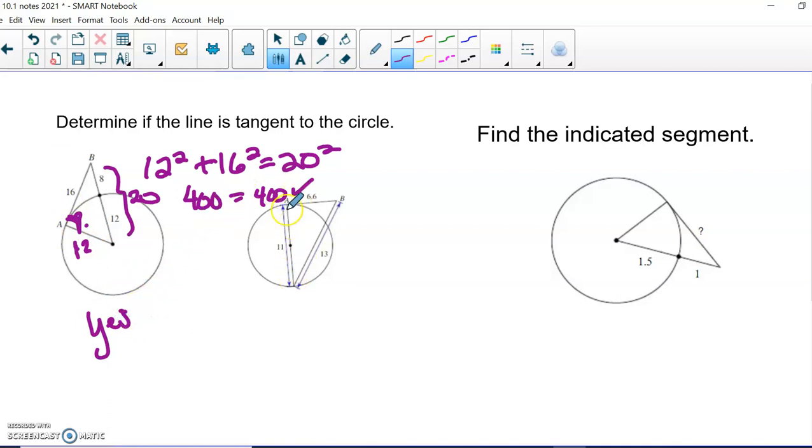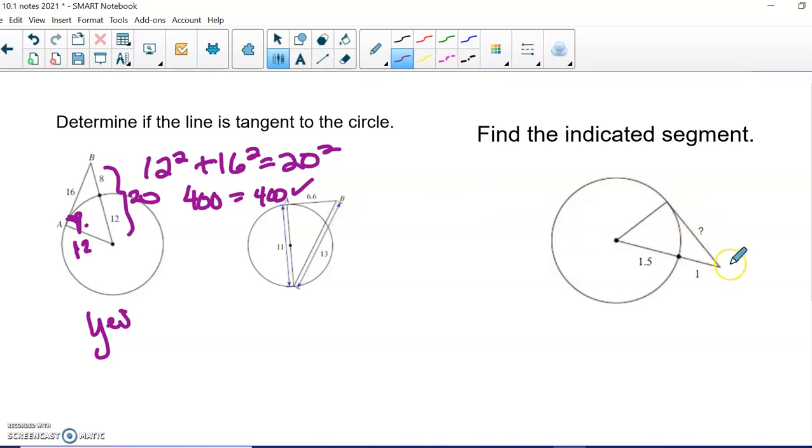Okay, sometimes you'll see it like that. Sometimes you'll see it with the whole diameter. It's the same idea. You're going to say 6 squared plus 11 squared, does it equal 13 squared? If it works, you know you have a right angle. If it doesn't work, it's not a right angle. Therefore, it's not tangent. Let's look at one other type of problem.